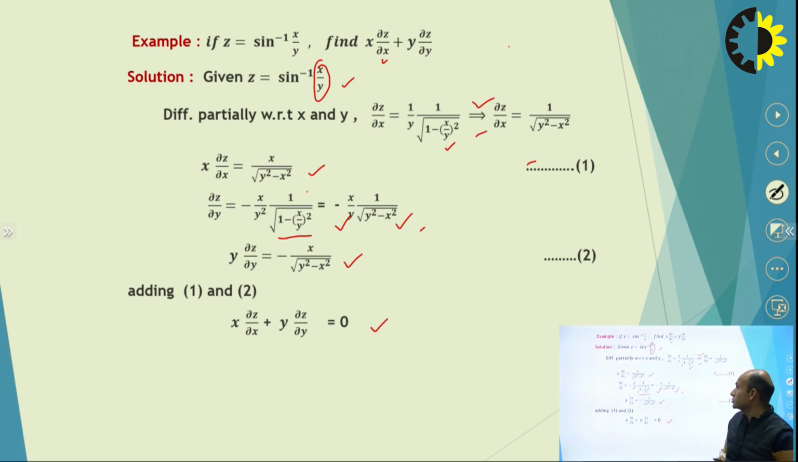So these are the differentiations of function z, which is actually sine inverse x upon y. So these are differentiations with respect to x and y. These are del z upon del x and del z upon del y. And after multiplying with x and y and after adding these, we get the value of this whole expression, which is x del z upon del x plus y del z upon del y.